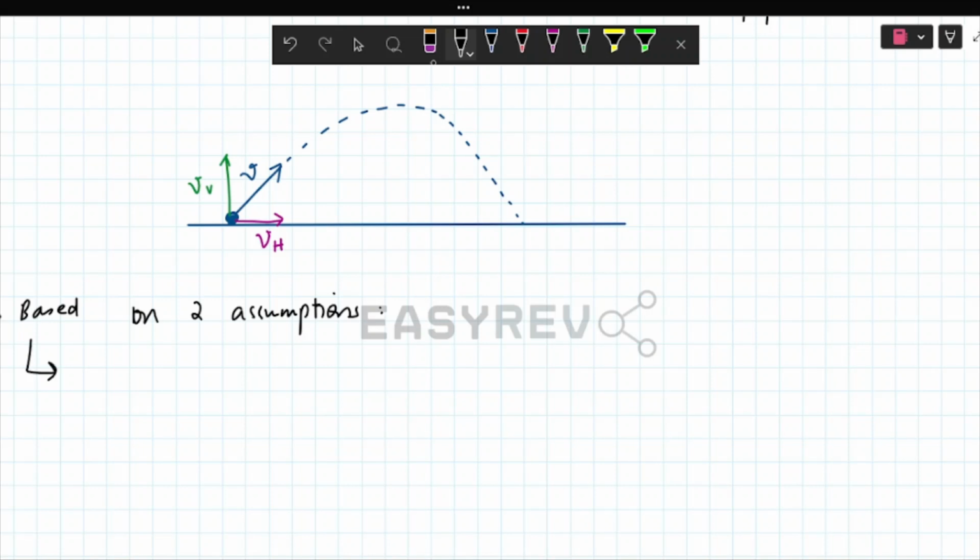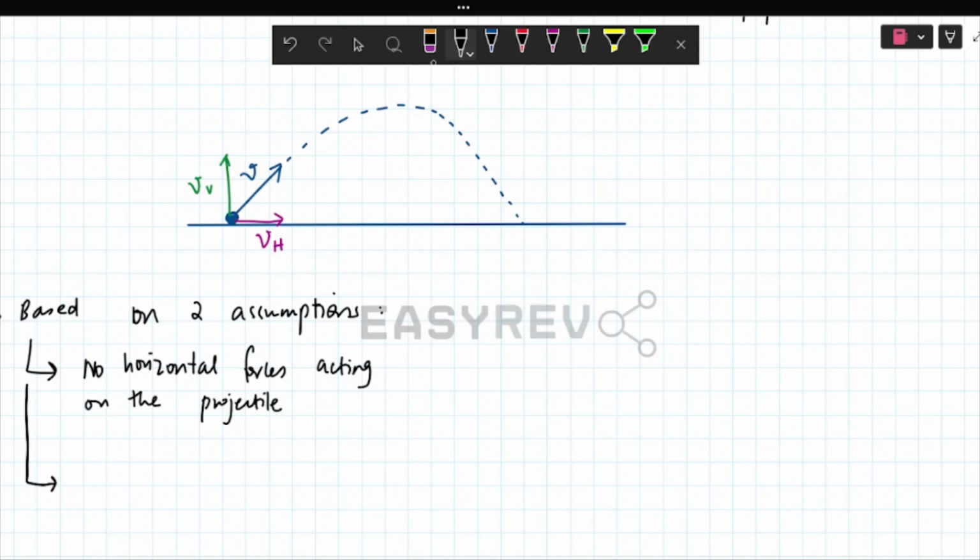The first assumption is this, that there are no horizontal forces acting on the projectile, the projectile being the object that's being sent into projectile motion. The second assumption is that there is only one vertical force that's acting on the projectile. That is the object's own weight. Weight is the only vertical force acting on the projectile.